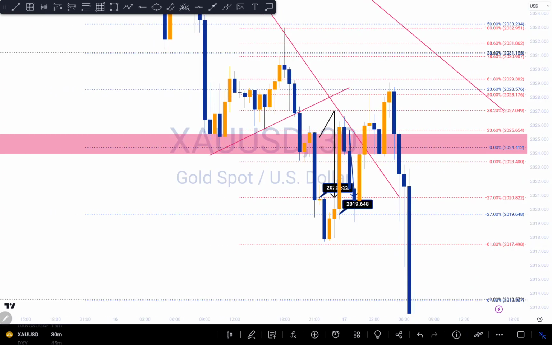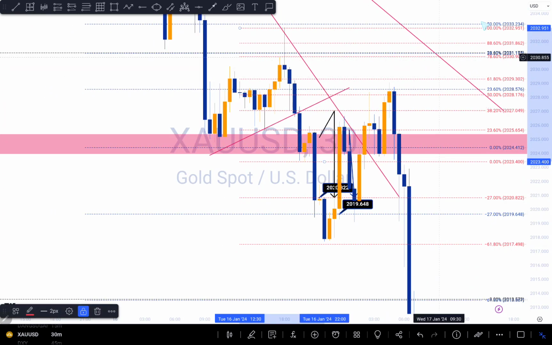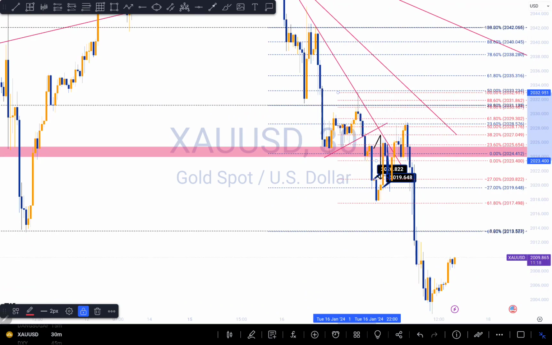So we can see that we actually didn't get there completely. We almost got there before we start tanking to the downside. So now we can see that we currently hit our TP, right? This is the minor TP, which was 2020.822, and this is my major TP, which was 2019.648. So now we can see that that is done.